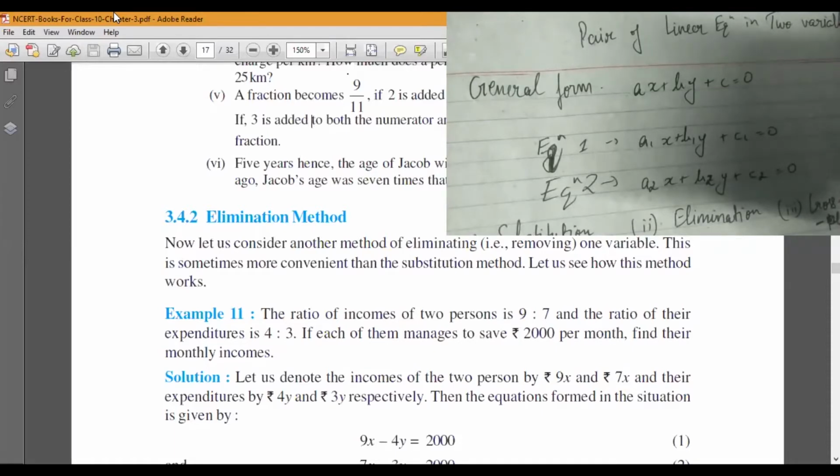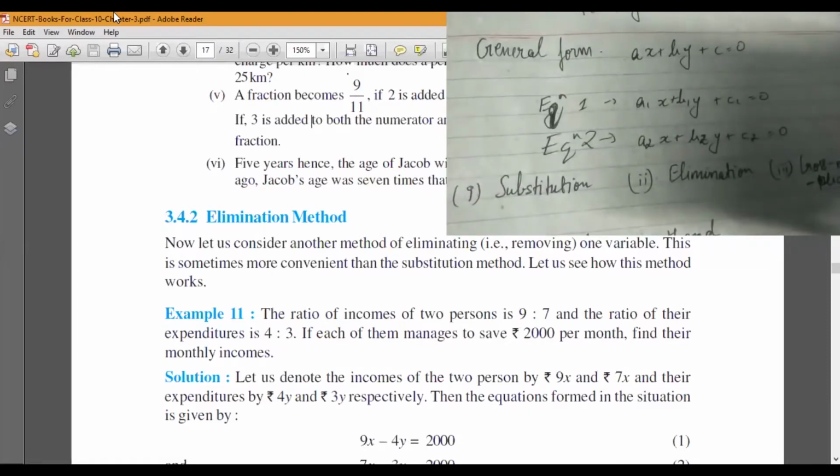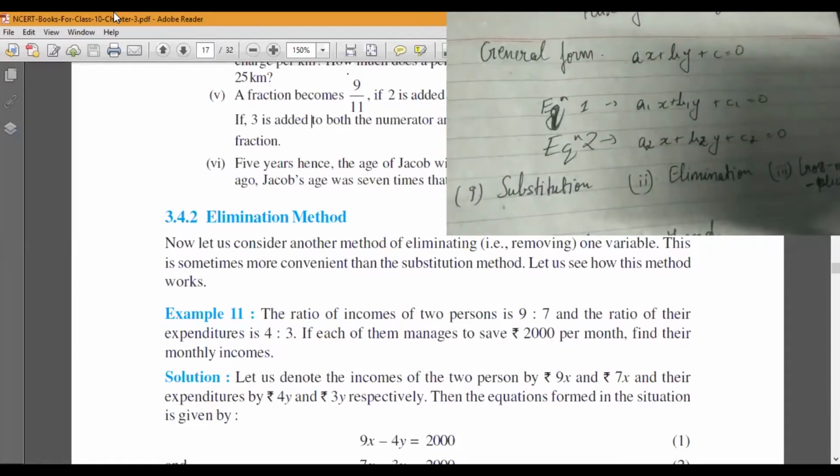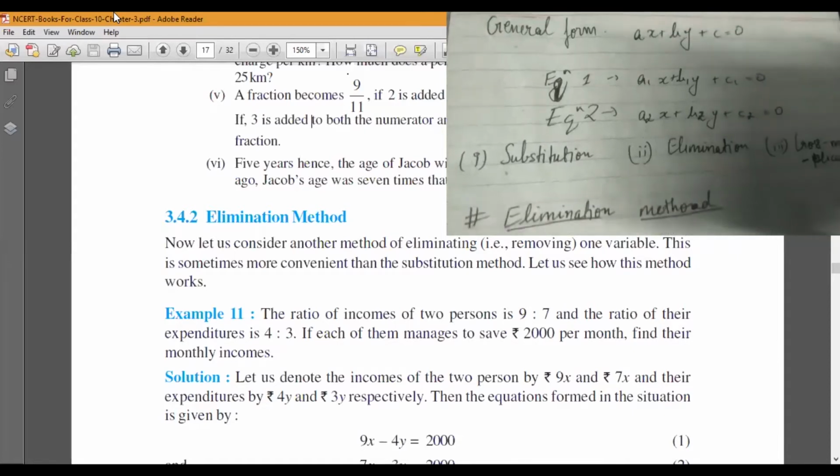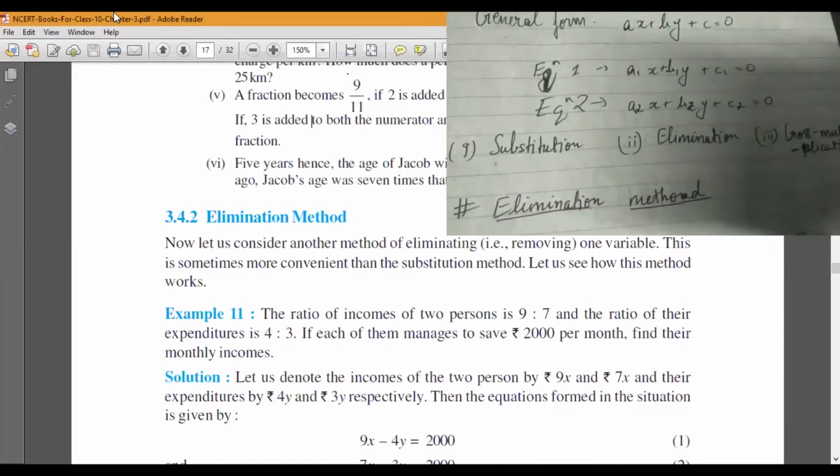On the right top side, you can see the general form of a linear equation, which is ax plus by plus c equals to 0. Now that we are dealing with two linear equations, equation 1 we represent as a1x plus b1y plus c1 equals to 0. Similarly, the second equation as a2x plus b2y plus c2 equals to 0. In chapter 3, we have three methods to solve the linear equations: first substitution, second elimination, and the third cross multiplication method.